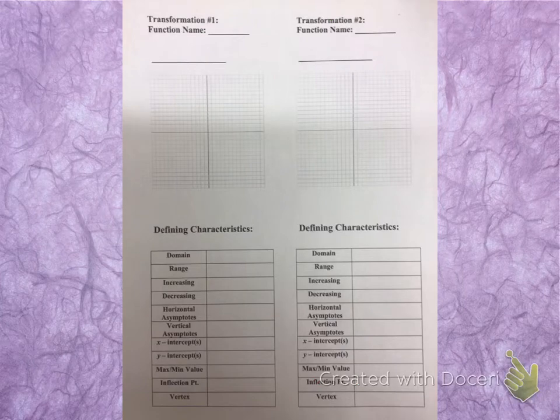So now you should be looking at the back side of your Cosmic Catalog page, and we're going to be looking at two transformations of the reciprocal function. So the function name is called reciprocal. And the first function we're going to be looking at is y equals 1 over x plus 4.